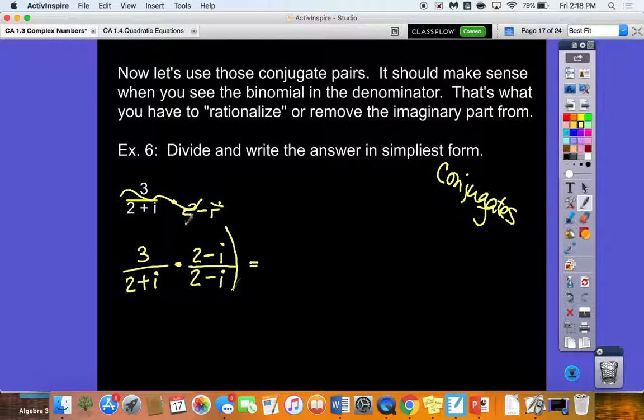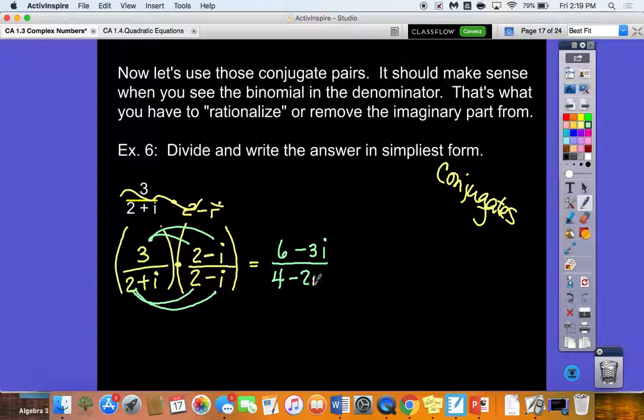Now if it would help you to put the parentheses so that you can remember that means distribute, then you need to wrap it up. So I'm going to do 3 times everything here. So that's going to give me 6 minus 3i. And remember, we really don't care what happens to the top. Yes, we want it right, but we don't care if it's complex, if it's real, whatever. Let the chips fall where they may. In the bottom, we're a little bit more particular. We don't need any i's. So this is going to give me 4. This is going to give me negative 2i.